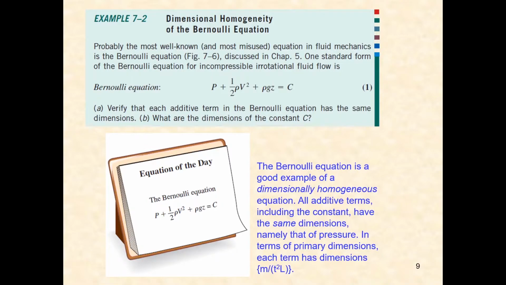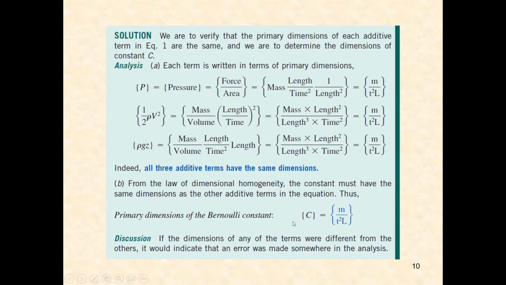And as we can see, there is another constant here. So what is the value of the constant? The constant needs to have the same dimensions as the other terms. So the constant here must be in this dimension as well. If not, this equation is not valid.